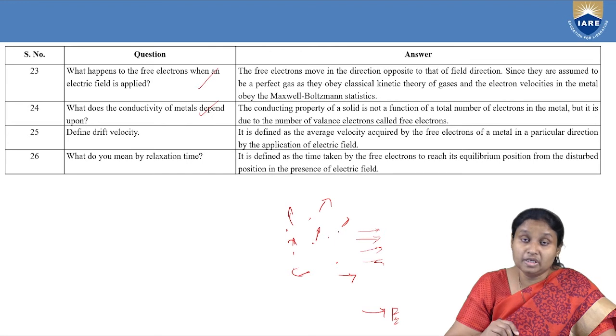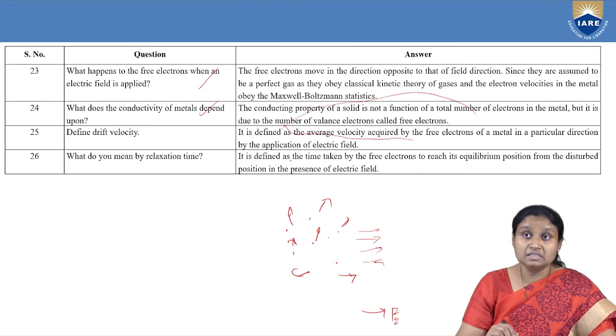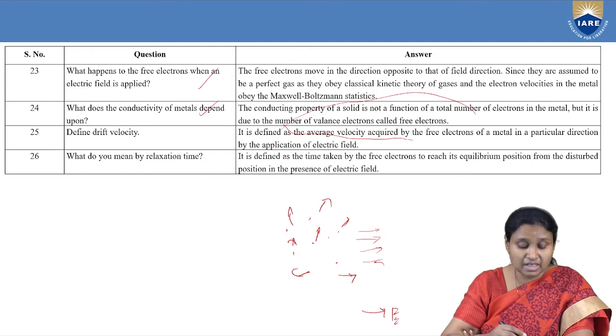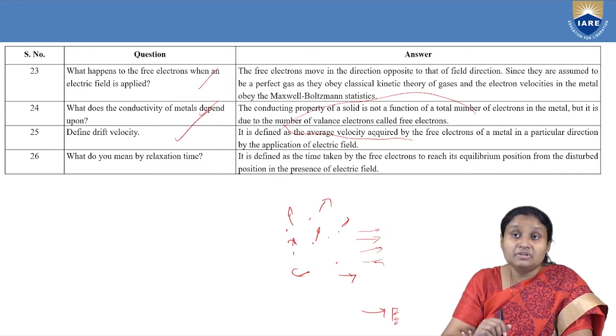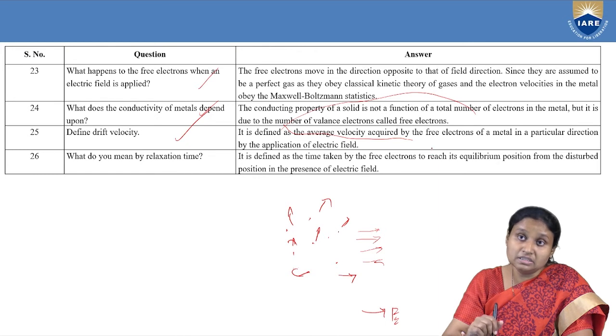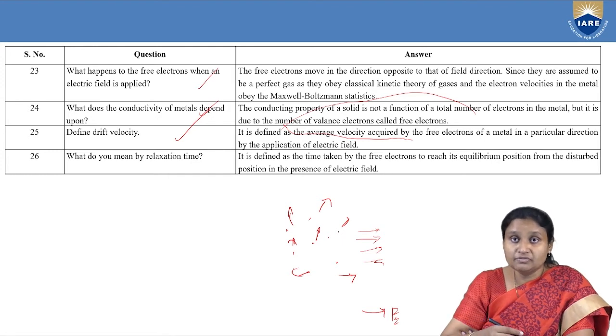So conductivity is not just a function of electrons; it also depends upon how many valence electrons are present in the valence band. And defining drift velocity: just now I told you that the average velocity gained by free electrons in a metal when we apply an electric field, where electrons start moving in one particular direction, is nothing but drift velocity.